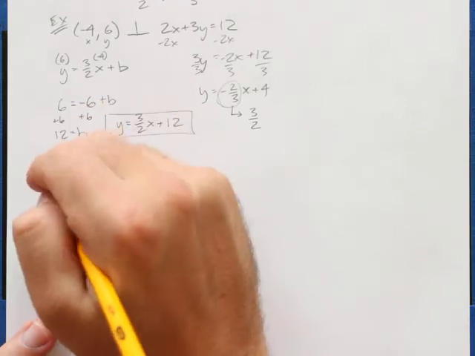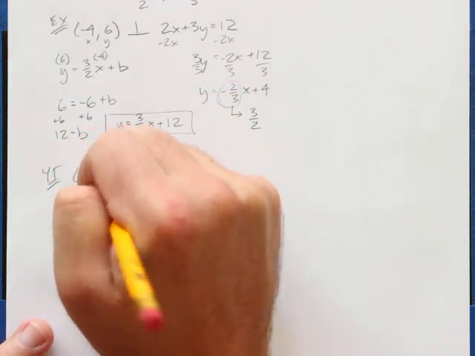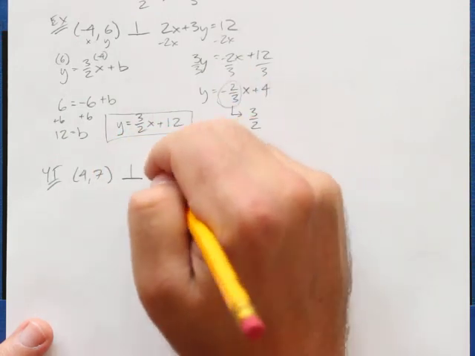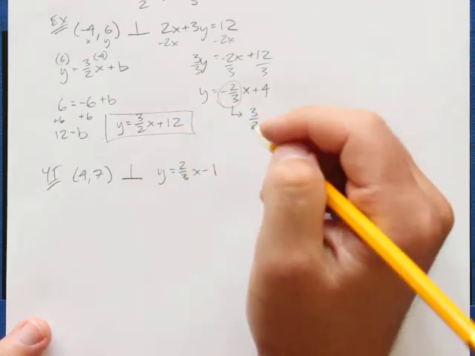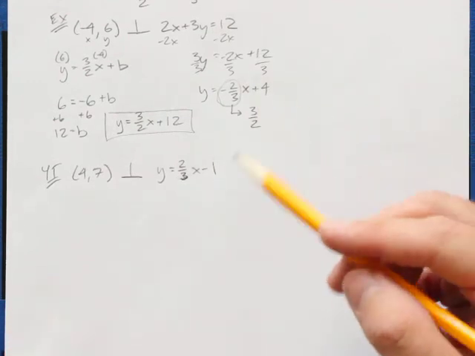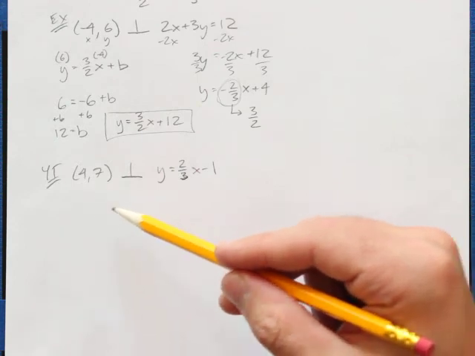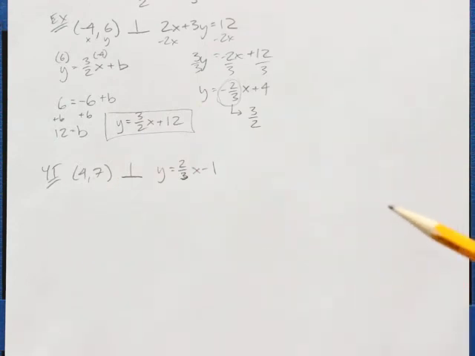Let's have you do one of these guys. So I've got 4, 7 is my point on a line that is perpendicular to y equals 2/3 x minus 1. Oh, isn't that nice? We have it already in slope-intercept form. Take my slope, find the opposite reciprocal of it, start your equation, find the y-intercept, boom, you're all done, rewrite it. Okay, pause and do this one.